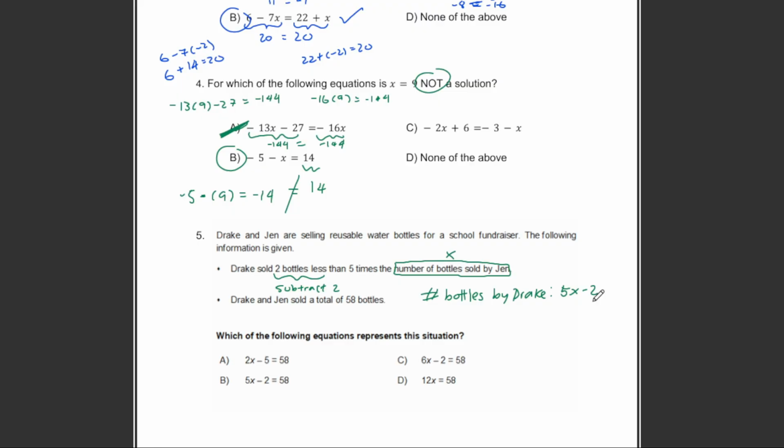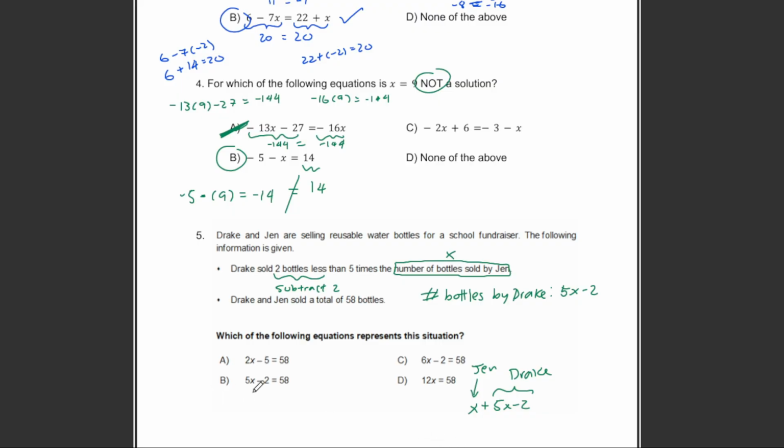So forget about your variables for a second. Let's say Jen sold 5 bottles, Drake sold 10 bottles. How many bottles do they sell in total? I would add them up, right? You add these two numbers up to get your total. So I'm going to take the number of bottles sold by Jen, which is x, and add that to the number of bottles sold by Drake, 5x minus 2. This right here is Jen. This right here is Drake, okay?